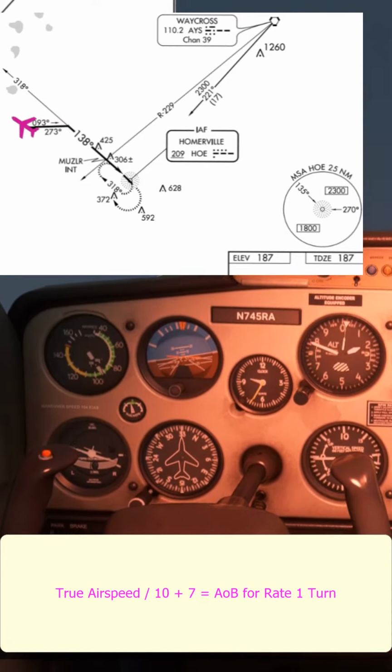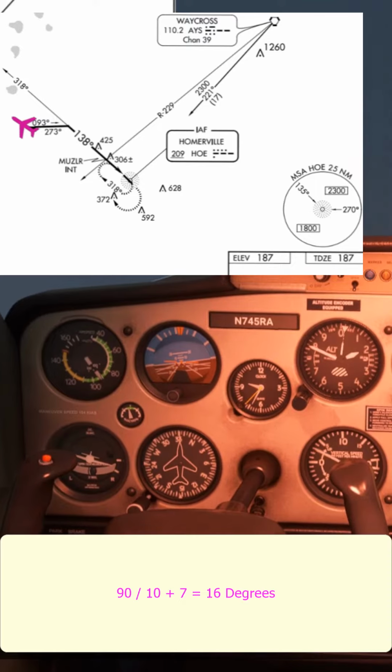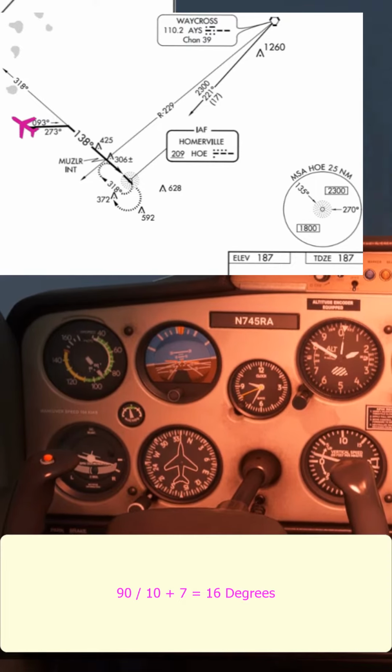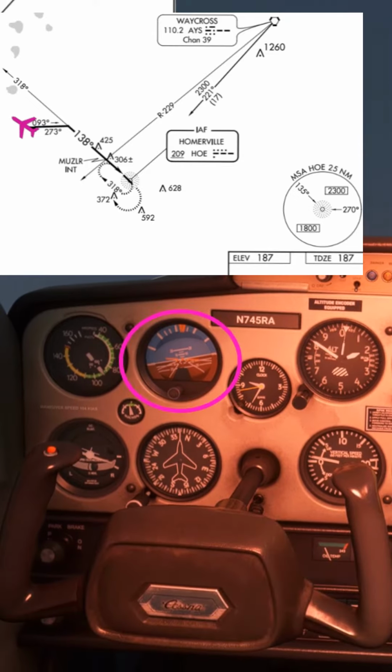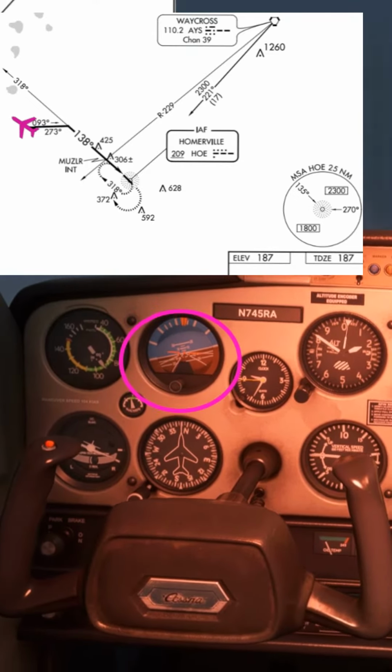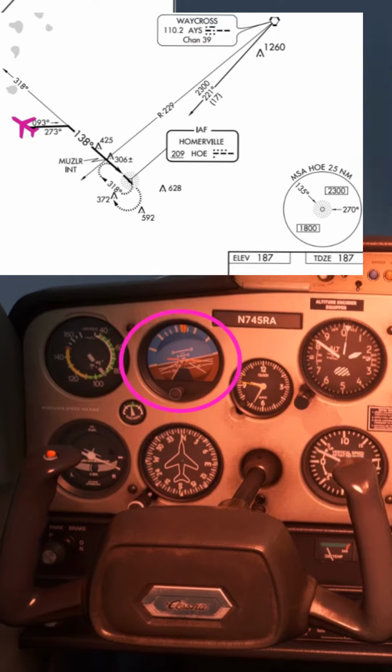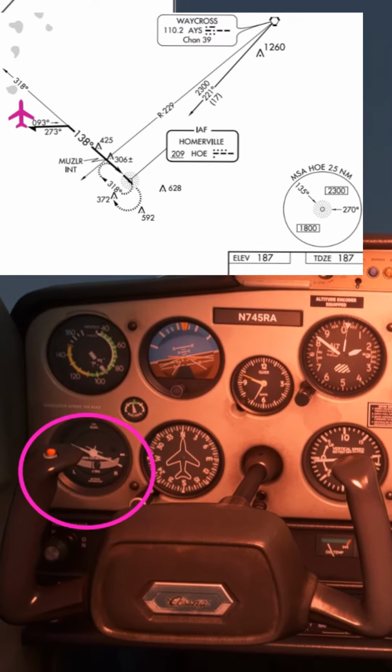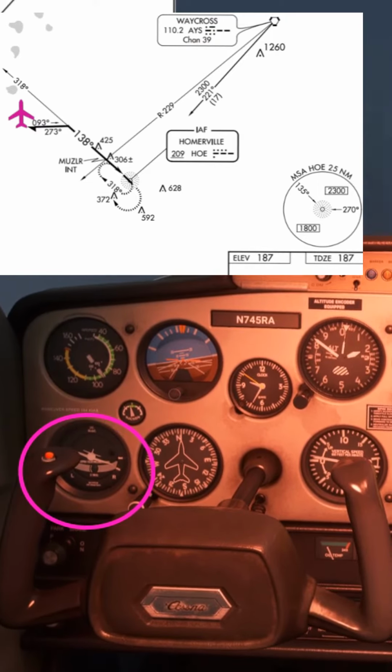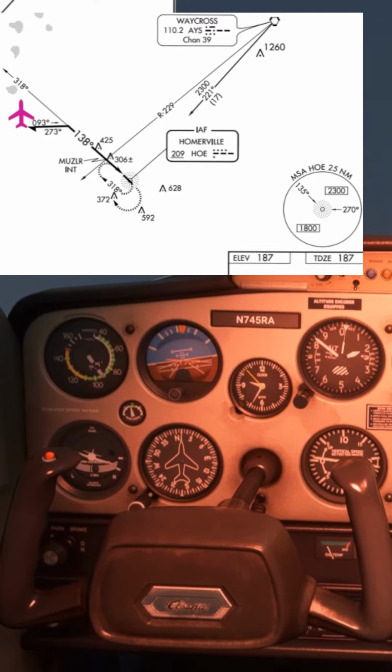So we're doing about 90 knots now. If we divide that by 10, gives us 9, plus an extra 7 is 16 degrees. So let's have a look at our angle of bank here. So yeah, we're doing about 16 degrees angle of bank, and what we can also do is cross-check that with the turn coordinator here, which will allow us to make sure that that's correctly calibrated.